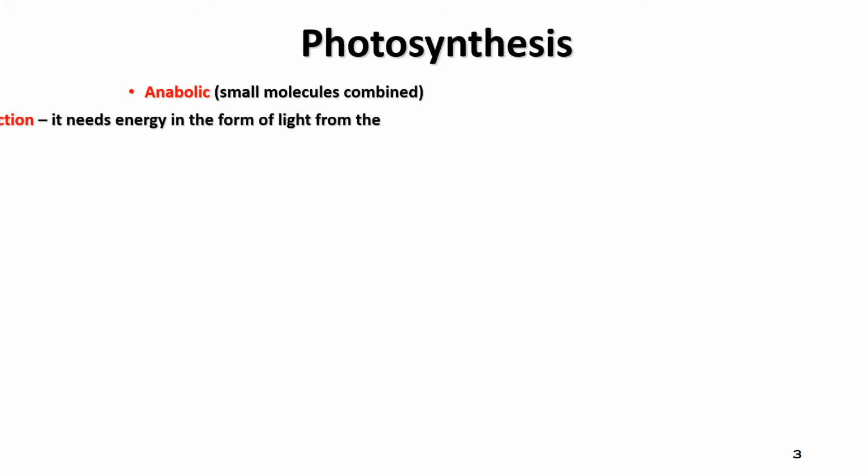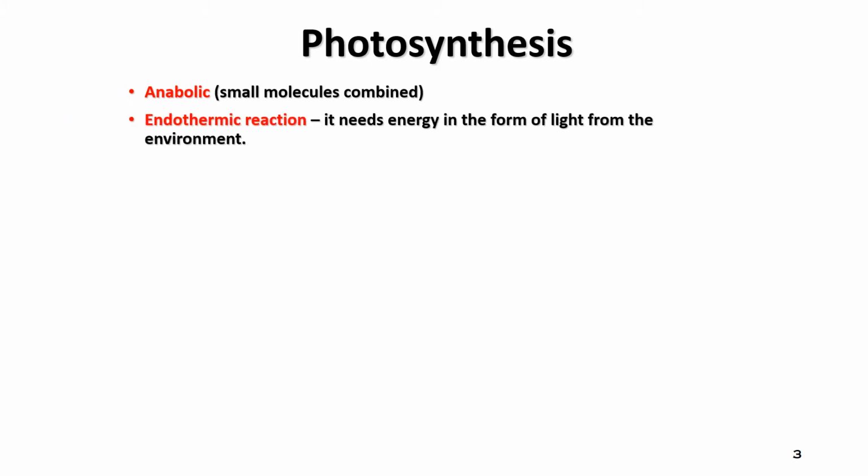Now, photosynthesis is an anabolic reaction. It takes small molecules and combines them into much bigger molecules. So it takes a small molecule of CO2 and synthesizes a much bigger molecule, which is glucose. It's an endothermic reaction. It needs energy in the form of light from the environment.